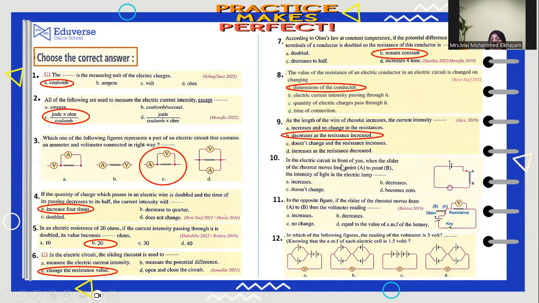In the electric circuit in front of you, when the slider of the rheostat moves from point A to point B, the intensity of the light in the electric lamp, okay, let's check this. Here, also, this is one of the confusing questions.